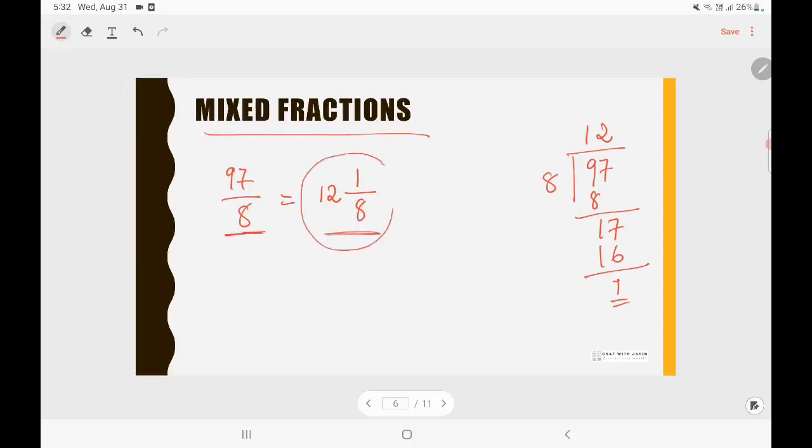If you want to convert a mixed fraction into an improper fraction, what you need to do is multiply 8 with 12, that is 8 into 12. Then you need to plus 1, divided by this 8. So that you will get 97 divided by 8. So I hope the concept of mixed fraction is clear for you.